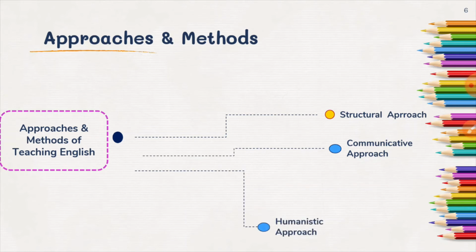The next approach is the humanistic approach. The humanistic approach is based on the belief system that in learning a target language, or in learning the English language, the student as a whole has to be considered. The student as a whole has to be engaged in the process of learning the language.